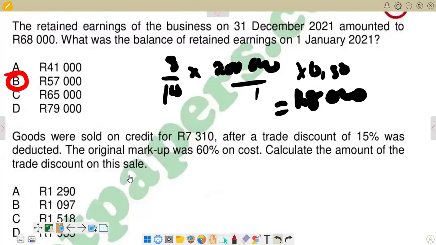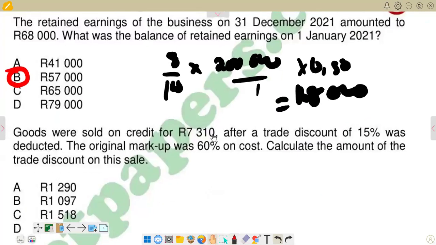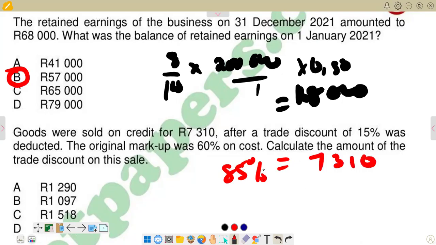1.9 reads, goods were sold on credit for 7,310 after a trade discount of 50% was deducted. The original markup was 60% on cost. Calculate the amount of the trade discount on the sale. So what are we saying? These goods were sold on credit for 7,310 after a trade discount was deducted. So this one is 85%. 85% equal to 7,310. So the figure that we are looking for, trade discount, is what?